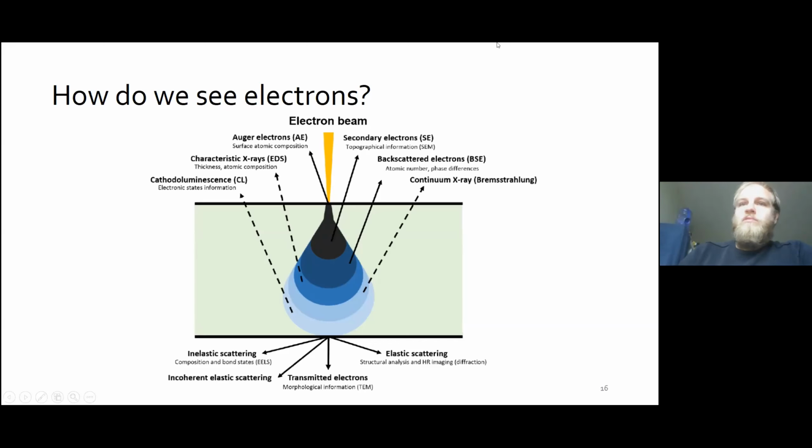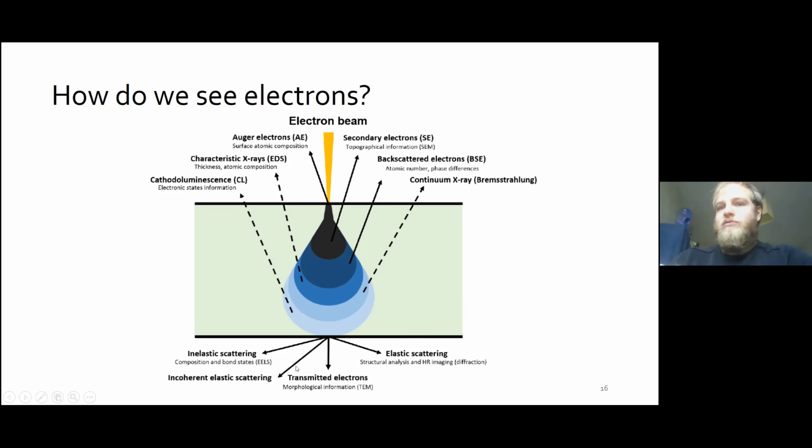We also can ionize or raise electrons to higher energy levels that then fall back down again. And when they fall back down again, they will emit an X-ray. This is what we then call characteristic X-rays. So each element has a characteristic spectrum of X-rays emitted. Now this comes slightly deeper into the volume, so we get lower resolution for EDX in a bulk sample in this case. We can also have some of the electrons passing straight through.